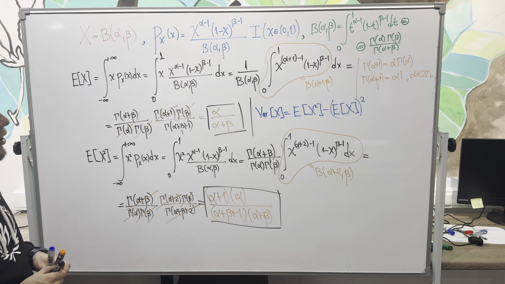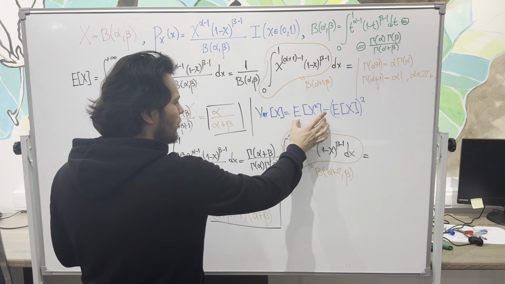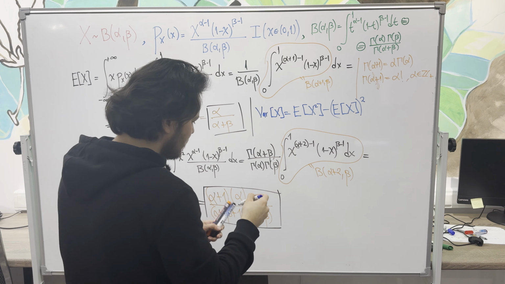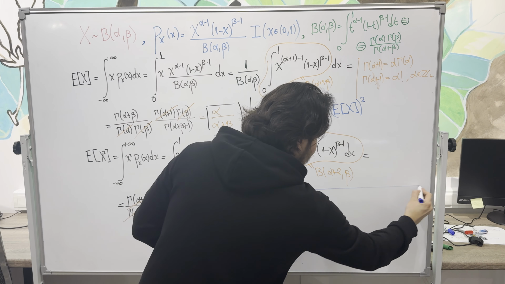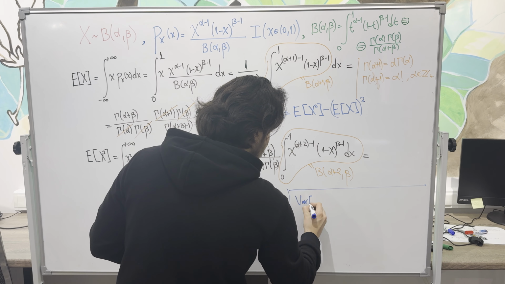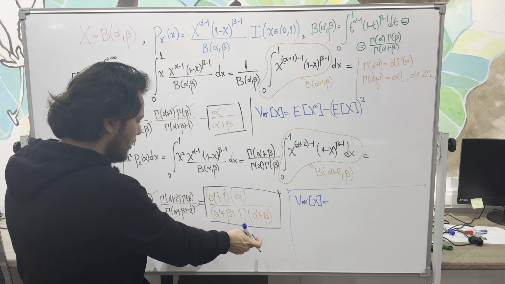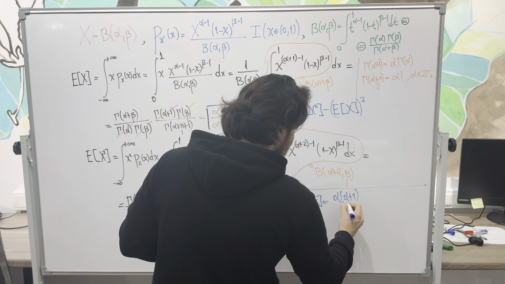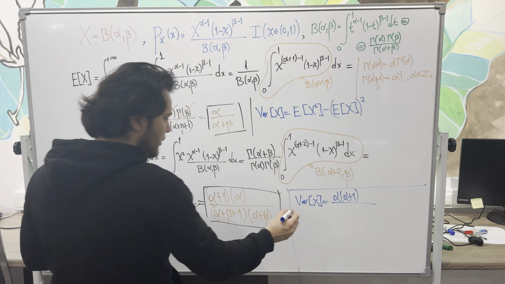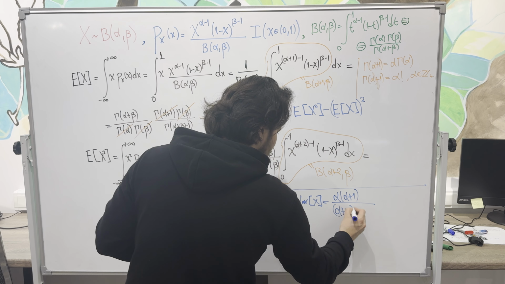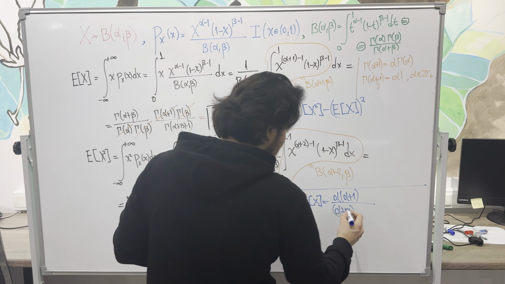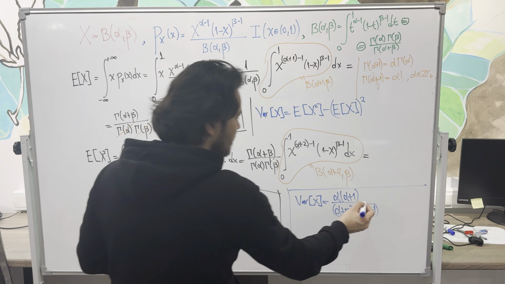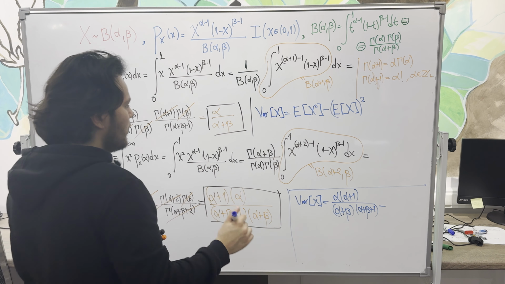So all that we have to do right now is to replace the second moment and the expected value into this so we can find the variance. So let's do it. The variance of x will be given by alpha plus 1 times alpha, divided by alpha plus beta times alpha plus beta plus 1, and we'll have minus the expected value squared, so alpha divided by alpha plus beta, squared.